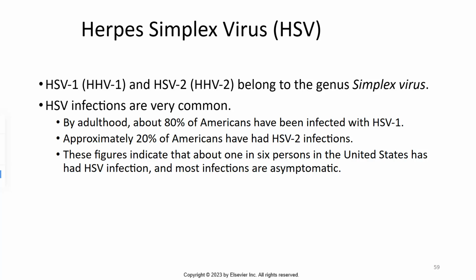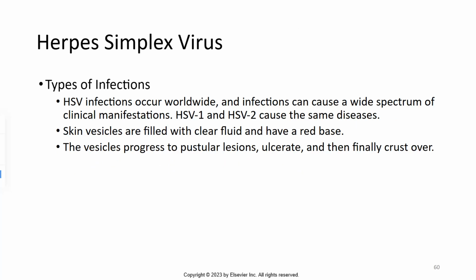HSV infections are very common by adulthood. Approximately 80% of Americans have been affected with HSV1 and 20% have had HSV2 infections. These figures indicate that about 1 in 6 persons in the United States has had an HSV infection, and most infections are asymptomatic.